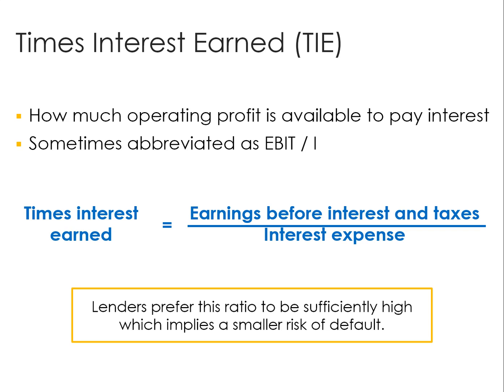Next is times interest earned. It measures how much operating profit is available to pay interest. If we couldn't pay interest, then we would be in default. There's a problem with not paying interest. So times interest earned is earnings before interest and taxes divided by interest expense.